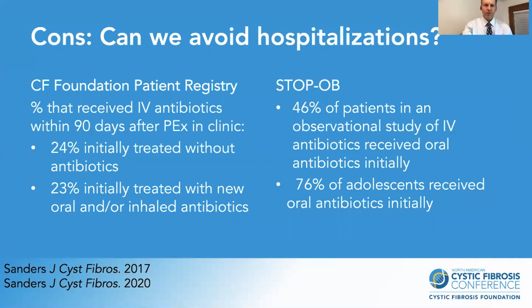Now for some cons, can we avoid hospitalizations? When we did a similar study as the last slide looking at exacerbations identified at clinic visits in the CF Foundation registry, we found that those who were initially treated without antibiotics, about 24% received IV antibiotics in the next 90 days. But when we looked at those treated with oral and or inhaled antibiotics, 23%. So we didn't really reduce the frequency of IV antibiotics in those 90 days after that initial clinic visit.